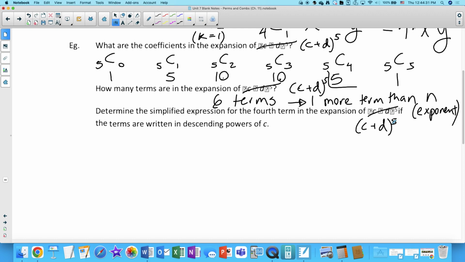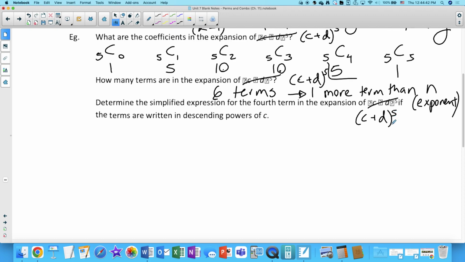So when you're asked, this is a very common type of question: figure out this term in the expansion of this binomial. Okay? What I like to do is start with this. We're looking for T4. Okay? Now, the formula to find a specific term is t k plus 1 equals n choose k times x to the n minus k, y to the k. Okay, so we're looking for T4 here.